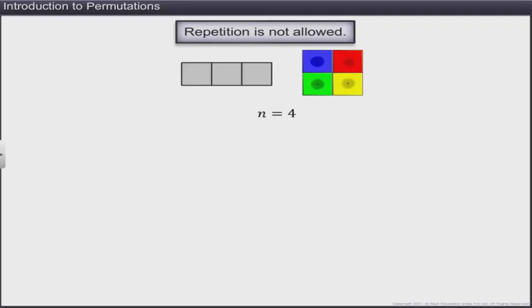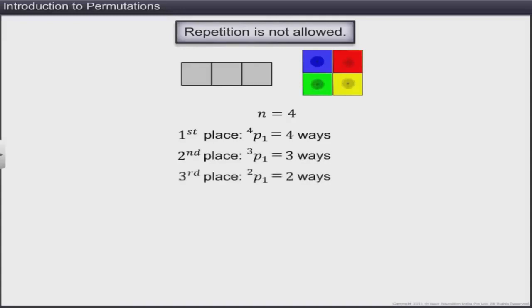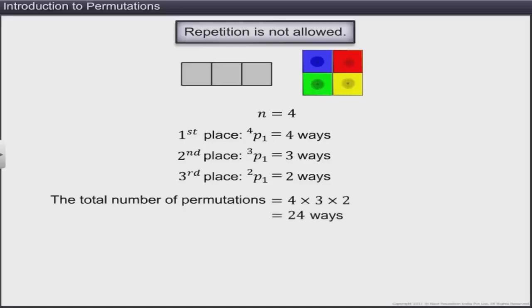To fill up the first place in the frame, we have to take 1 tile from the 4 tiles. This implies that the first place can be filled in 4p1 ways. Now, we are left with 3 tiles. To fill up the second place, we have to take 1 tile from the 3 tiles. This can be done in 3p1 ways. Similarly, the third place can be filled in 2p1 ways. By the principle of multiplication, the total number of permutations is 24.